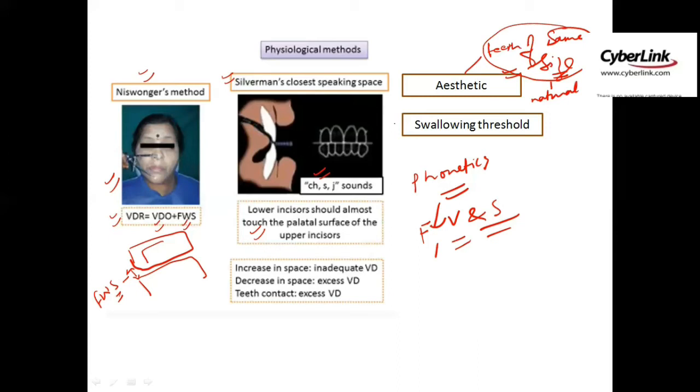Then come to a swallowing threshold. A conical occlusal rim made of soft wax is fabricated on the mandibular record base.